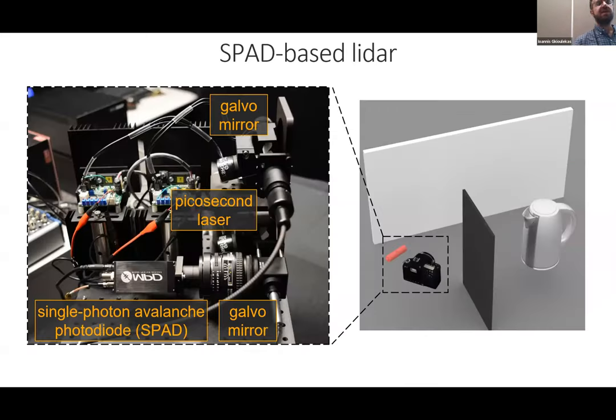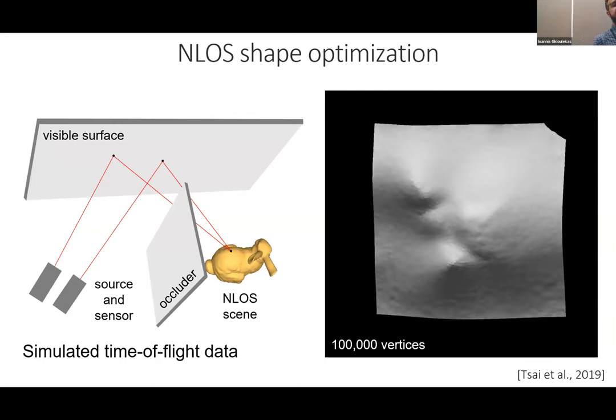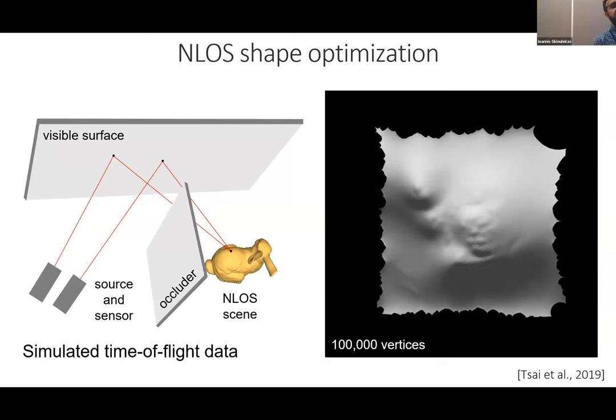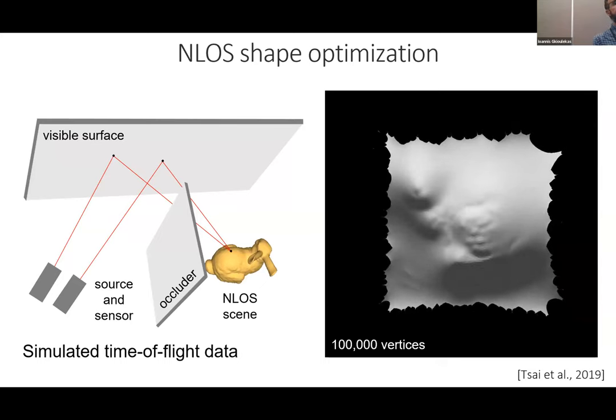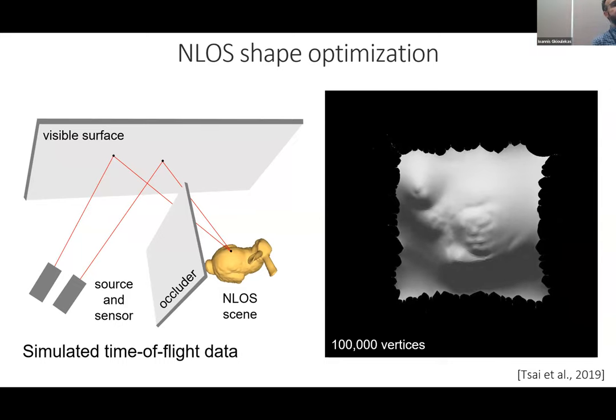So we can, in this case, extend our differentiable renderers to the case of time of flight measurements, like the ones we capture from a SPAD-based sensor. And then by setting up an inverse problem, we can get very detailed reconstructions of hidden objects, because I have our differentiable renderer optimize the unknown shape to very, very accurately fit the measurements that we are capturing.